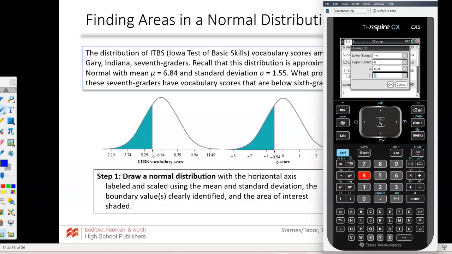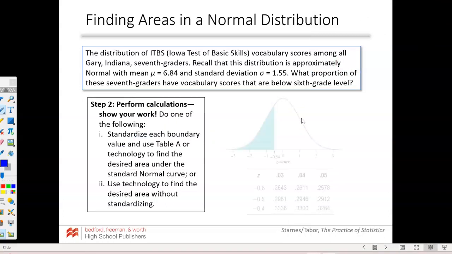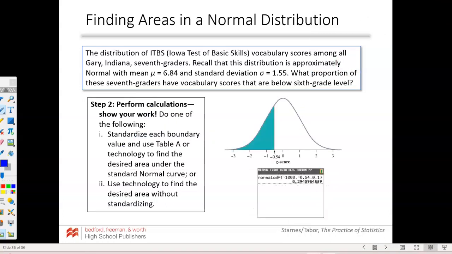And our standard deviation for that one, I believe, was 1.55. And now we're going to say OK. And it should give us the same exact answer. So you can figure out the area under the curve using Norm CDF, if it's approximately normal, using the normal curve, either in z-scores or using the actual numbers. And it's pretty easy either way using your calculator. So that's actually very nice.